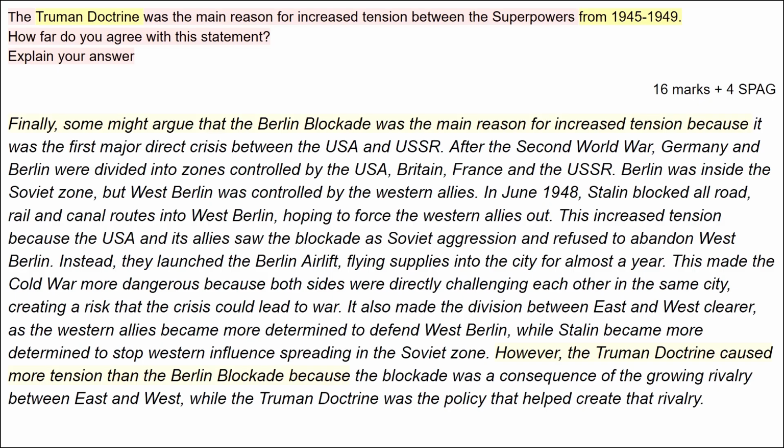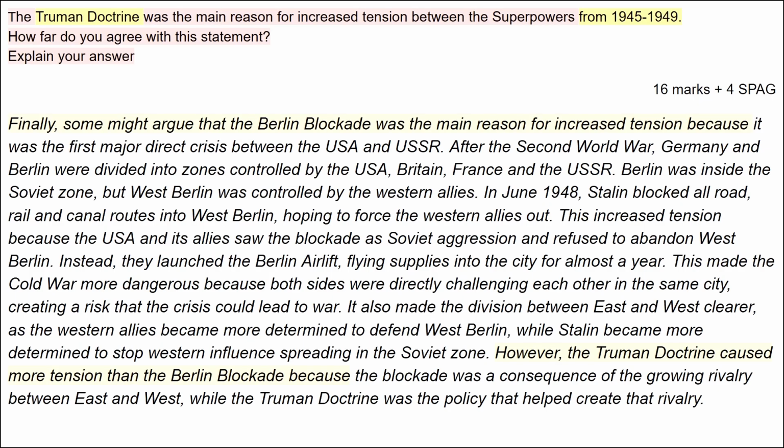After the Second World War, Germany and Berlin were divided into zones controlled by the USA, Britain, France, and the USSR. Berlin was inside the Soviet zone, but West Berlin was controlled by the Western Allies. In June 1948, Stalin blocked all road, rail, and canal routes into West Berlin, hoping to force the Western Allies out. This increased tension because the USA and its allies saw the blockade as Soviet aggression and refused to abandon West Berlin. Instead, they launched a Berlin airlift, flying supplies into the city for almost a year.